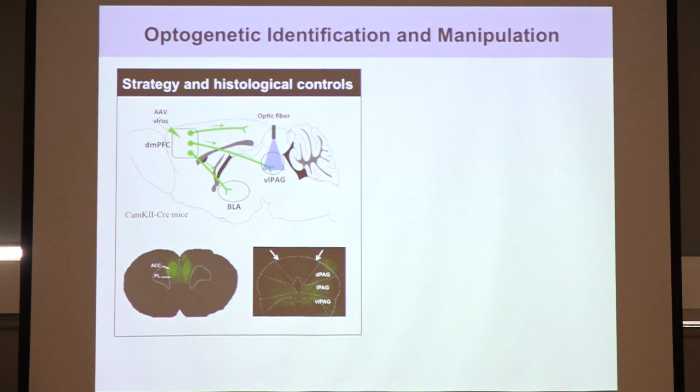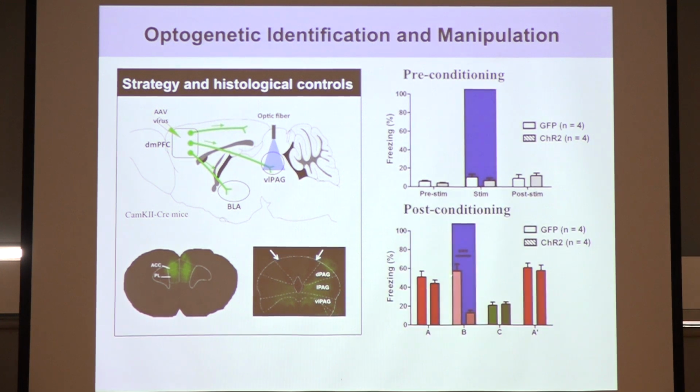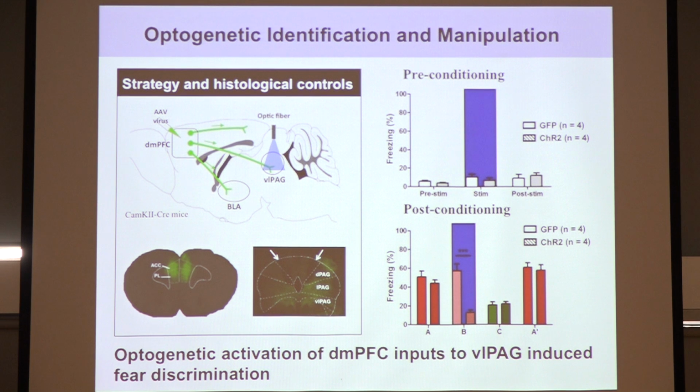We did the opposite manipulation. We activated the fibers from the mPFC to the VL-PAG, but this time in the B context when the animal generalized. If you activate those neurons when the animal generalizes, you induce a reduction of conditioned fear responses, so you induce discrimination in those animals. So this demonstrates that the optogenetic activation of DMPFC inputs to the VL-PAG induces fear discrimination.